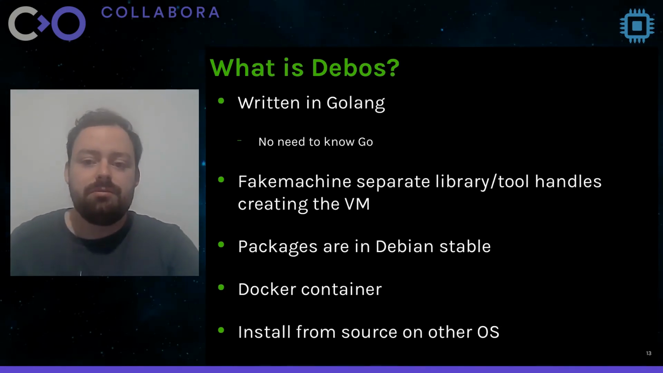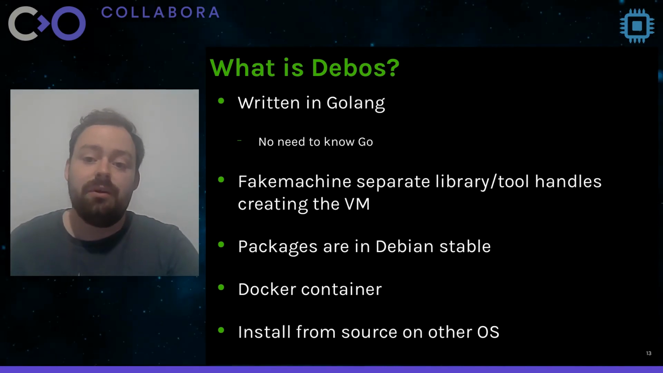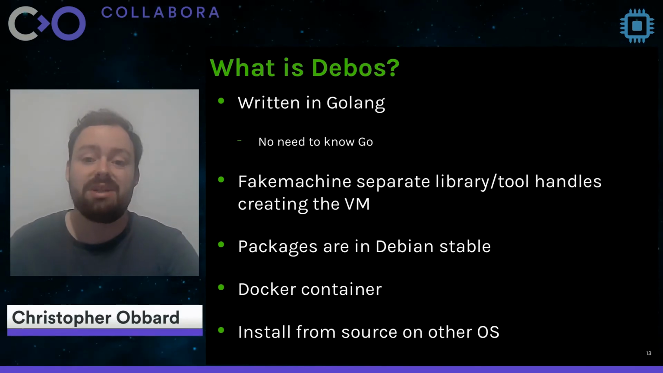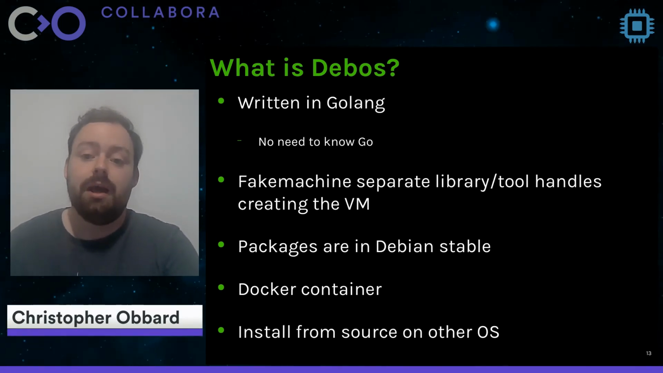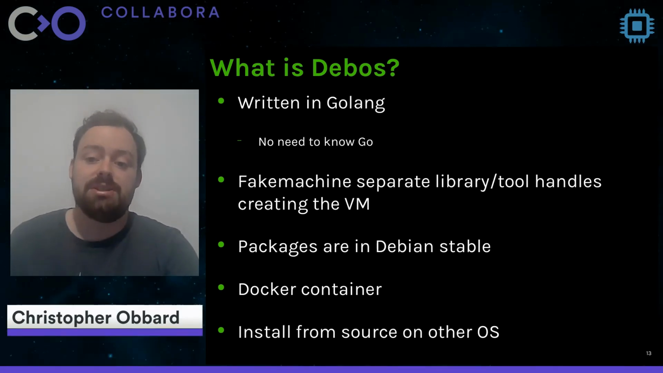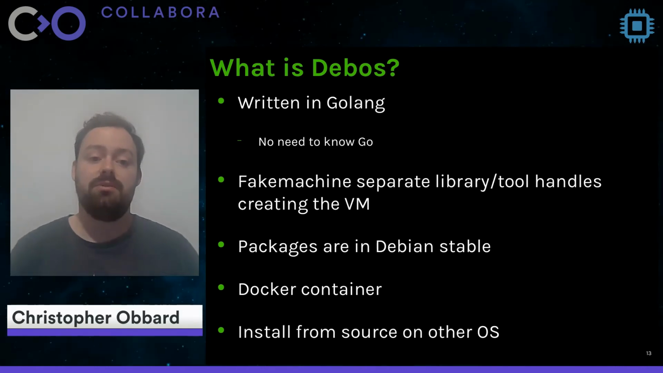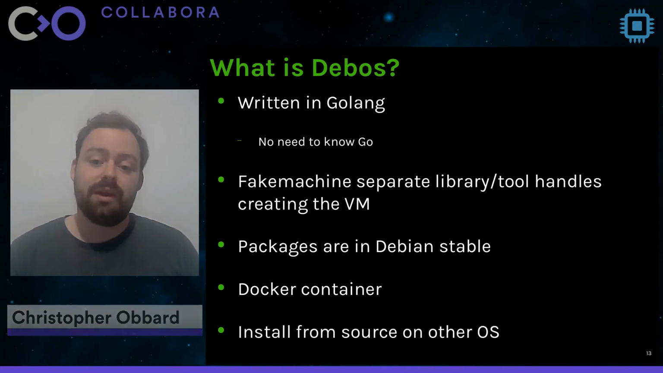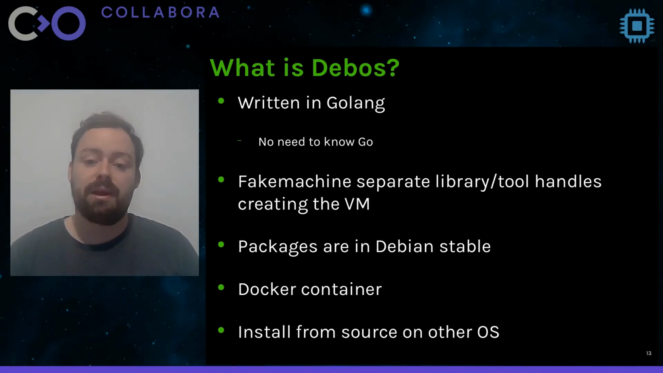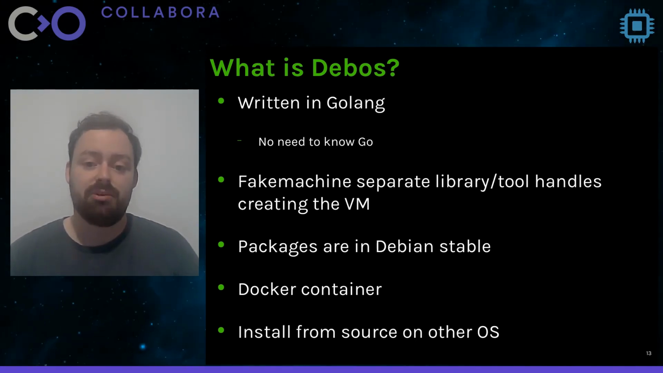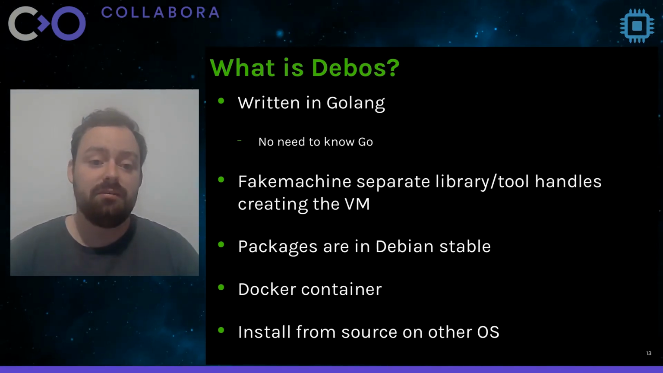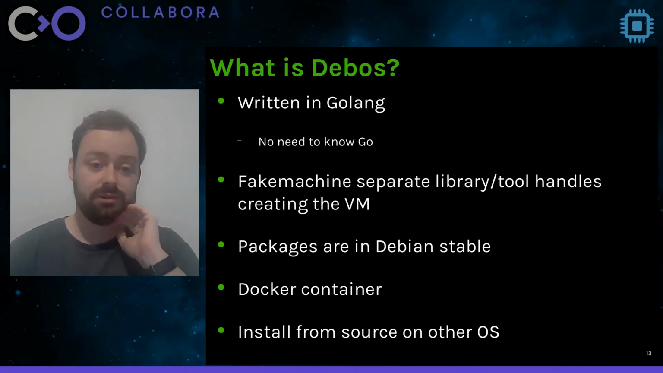So Debos is a tool written in Go. You don't need to know Go to run Debos. You only need to know Go if you want to add features to Debos. There is Fake Machine, which is a separate library and a standalone tool which Collabora have generated, which creates virtual machines. Packages for both Fake Machine and Debos are in Debian stable. We try to update these packages fairly quickly as well when new features are added.